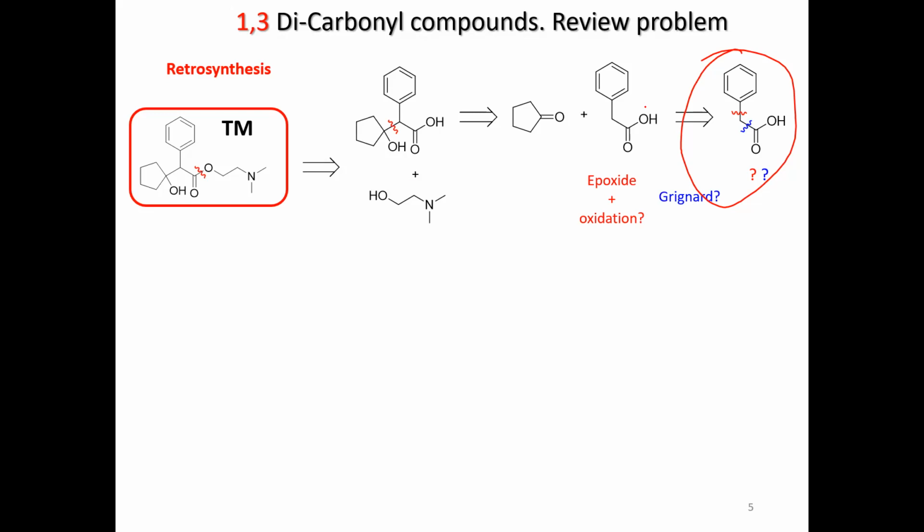Or Grignard. How do I use the Grignard to make this one? How can I use a Grignard? Because this one can be done by epoxidation, attack of the epoxide ring opening, you get the alcohol, and then you oxidize that alcohol to carboxylic acid. But what if I tell you maybe the Grignard is the best option or the easiest option?